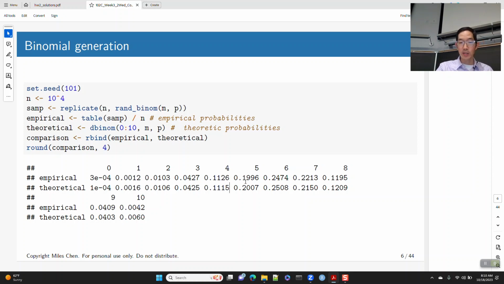So I have the theoretic is 0.1996, and here we're getting 0.2007. Here it's 0.2474 is the theoretic, and we got 0.2508. So this one's off by a little bit more than 0.001. Okay. Similarly, we have these. Here for some of the extreme values, we're expecting 1 in 10,000, and we got 3 in 10,000. 0.0016, and what we observed was 0.0012. So it looks like they're pretty close.